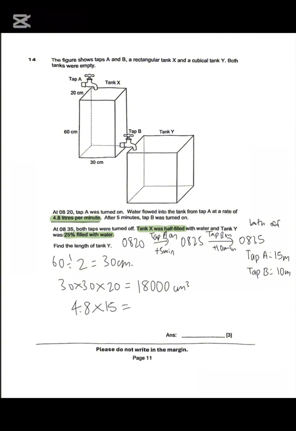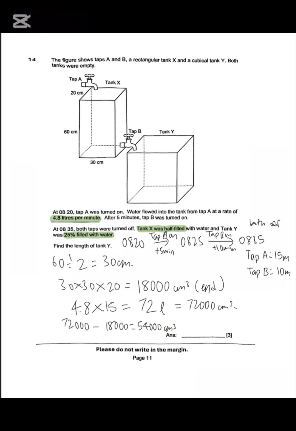Why only times 15? Because only tap A is providing the water, right? Tap B is just transferring the water. So all the water that comes in is from tap A. So this is 72 liters or 72,000 cm cube. And because this 18,000 was at the end, however much water went into tank Y is simply 72,000 minus 18,000, which is 54,000 cm cube.